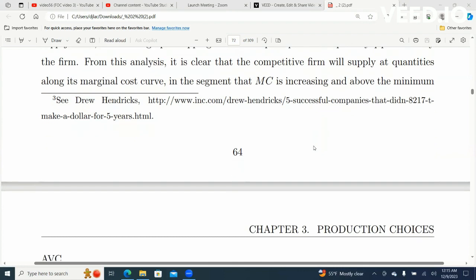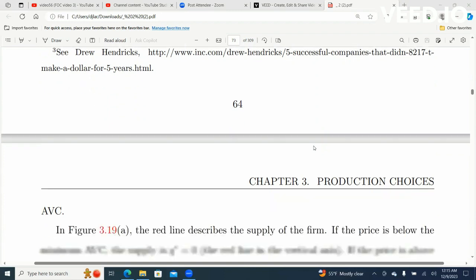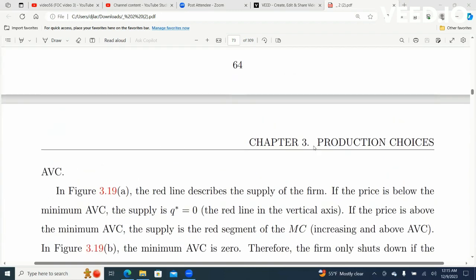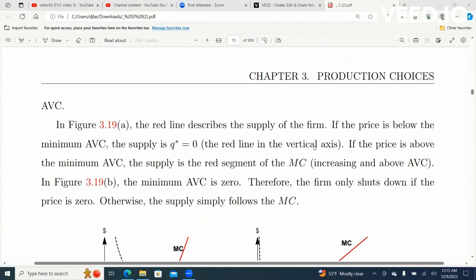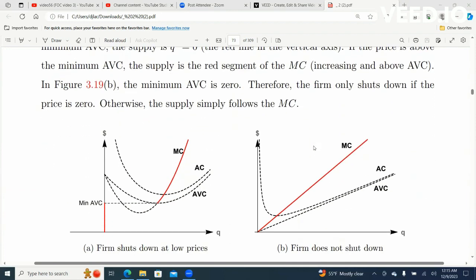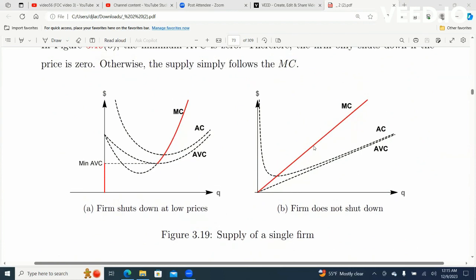From this analysis, it is clear that the competitive firm will supply at quantities along its marginal cost curve in the segment that MC is increasing and above the minimum AVC. Okay, so we want that basic idea there. In the segment that MC, the marginal cost, is increasing and above the AVC. It talks about 3.19. Okay, so this is 3.19. We'll kind of read their little thing there.